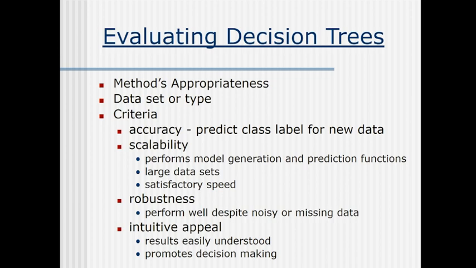Evaluating decision trees. In order to evaluate a decision tree, we look at the method's appropriateness, data set or type, and criteria. In terms of accuracy, predicting the class label for new data. Scalability: performs model generation and prediction functions on large datasets at satisfactory speed. Robustness: performs well despite noisy or missing data. And intuitive appeal: results are easily understood and promote decision making.